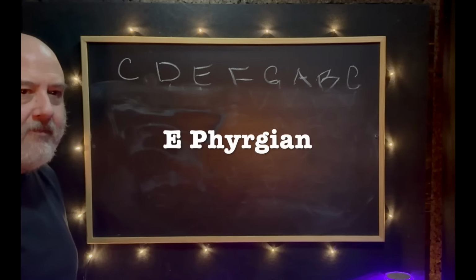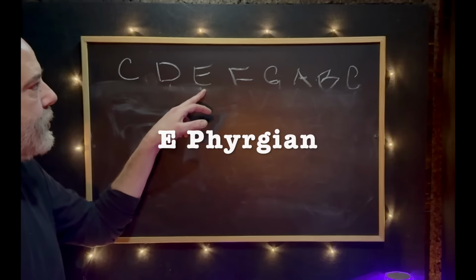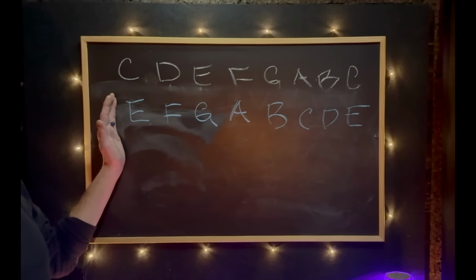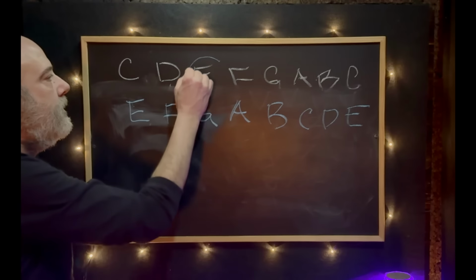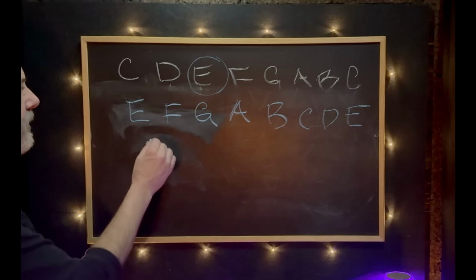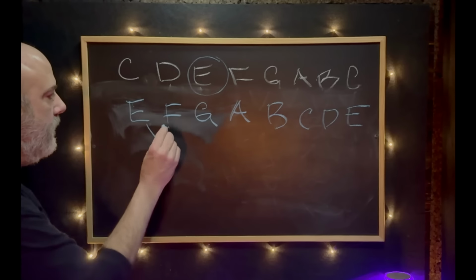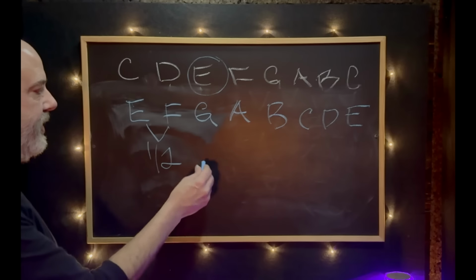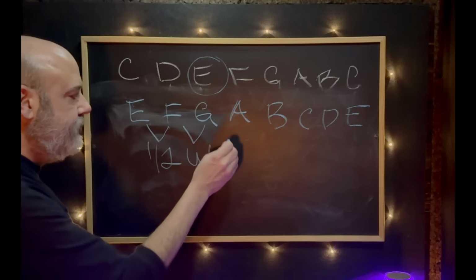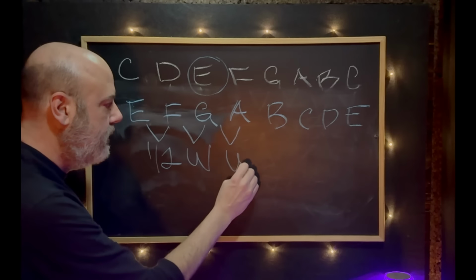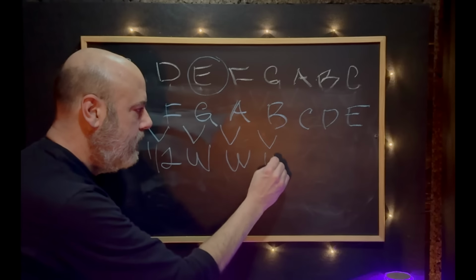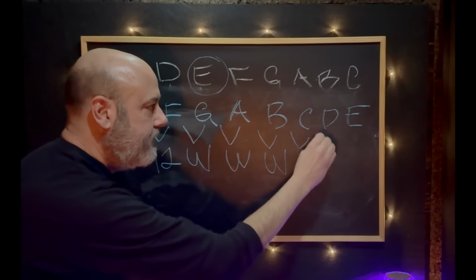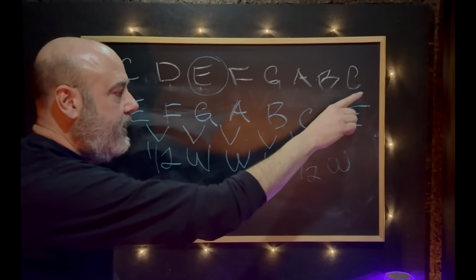All right, so now we're set up for the Phrygian, which is the third mode. And we'll write it out here. The Phrygian mode always starts off with a half step. F to G is a whole step. G to A is a whole step. A to B is a whole step. B to C is a half step. C to D is a whole step.